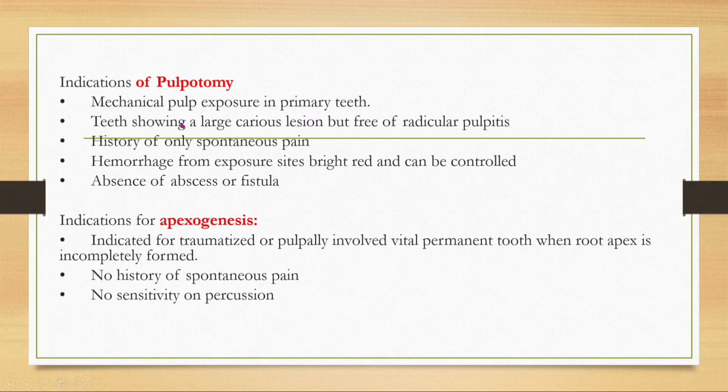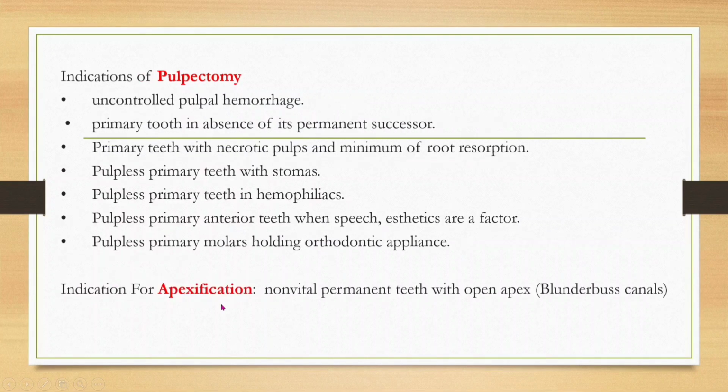So what are the indications of pulpotomy? Mechanical pulp exposure in primary teeth, large caries lesion but no radicular pulpitis, only spontaneous pain, hemorrhage from the exposure site, bright red and which can be controlled, and absence of abscess or fistula. Apexogenesis is indicated in a traumatized or pulpally involved vital permanent tooth, when the root apex is incompletely formed, there is no history of spontaneous pain, and no sensitivity on percussion.